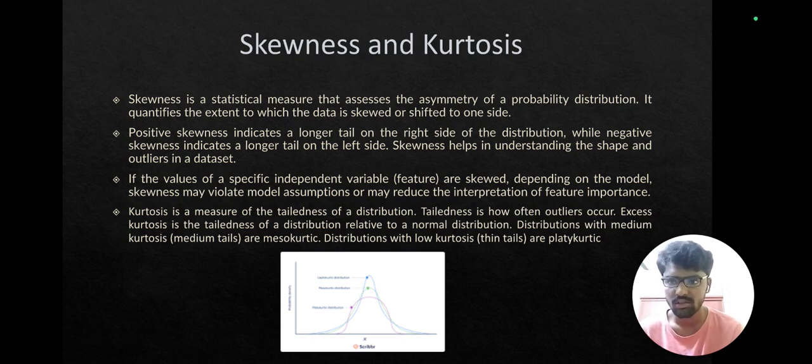Skewness helps in understanding the shape and outliers in a data set. If the values of specific independent variables are skewed, depending on the model, skewness may violate model assumptions or may reduce interpretations of feature importance. Kurtosis is a measure of tailness of a distribution. Tailness is how often outliers occur.